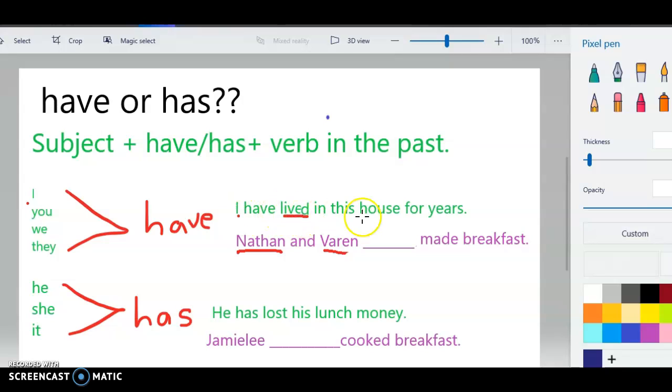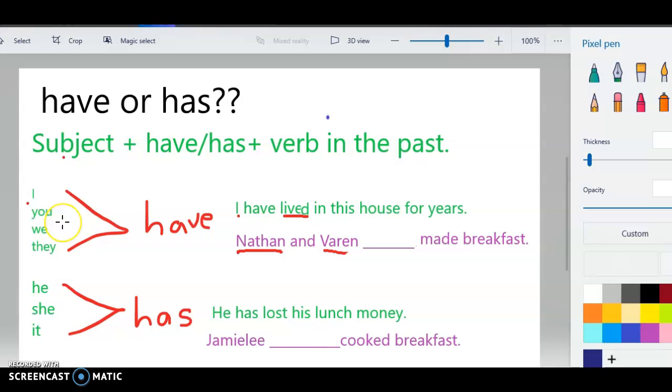I have lived in this house for years, which means I have lived here for years and I'm still living here now, today, in the present, in this moment. So we use I, have, and the past tense verb lived in this house for years when we're using our sentence. Our subject is I. We're using this version, have, and the past tense verb lived in this house for years.